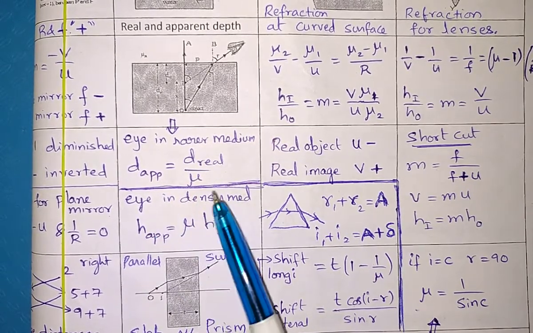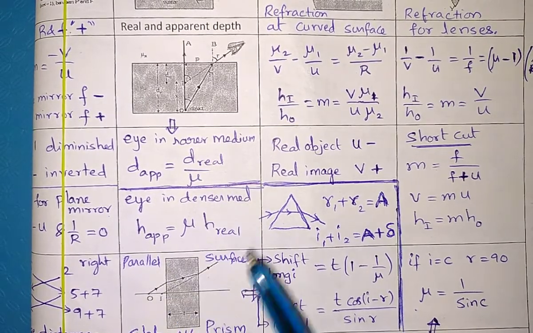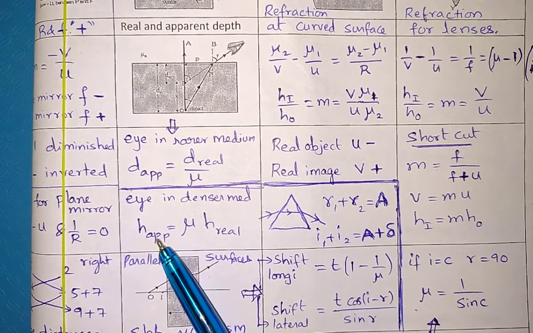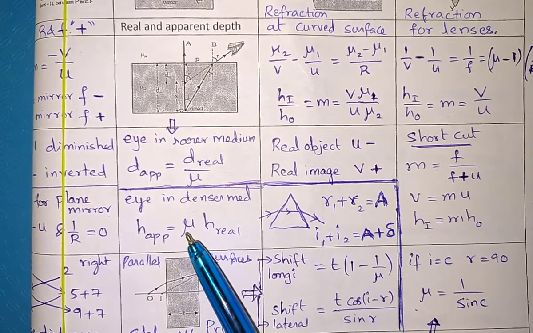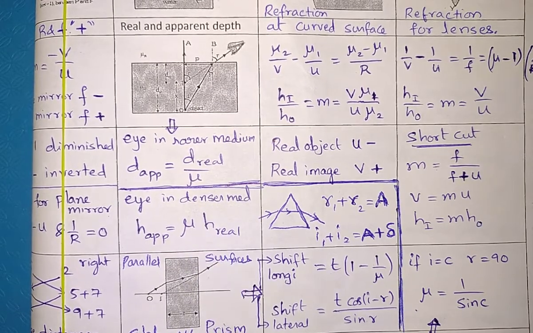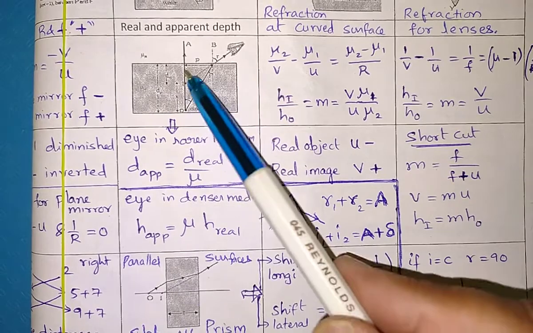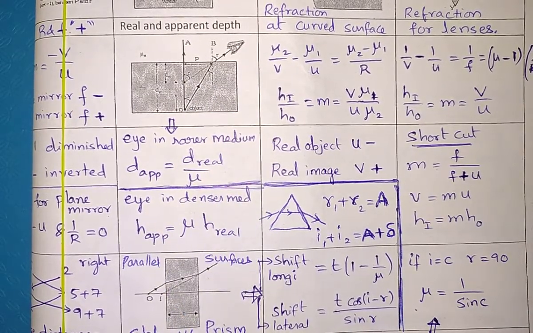Similarly, if our eye is in denser medium, say we are inside water and seeing a bird, in such case apparent depth will be more than real depth. In that case you have to multiply with the mu. Mu is refractive index of denser medium with respect to rarer medium. And shift can be easily calculated by subtracting real depth minus apparent depth. Here also real depth minus apparent depth.